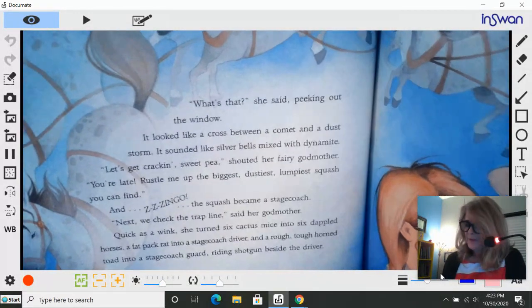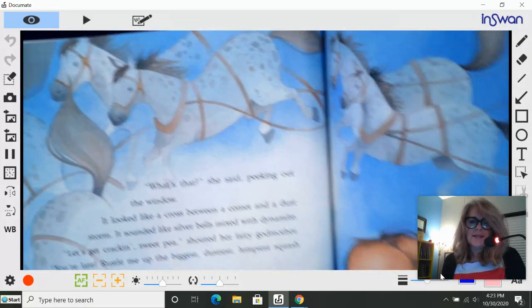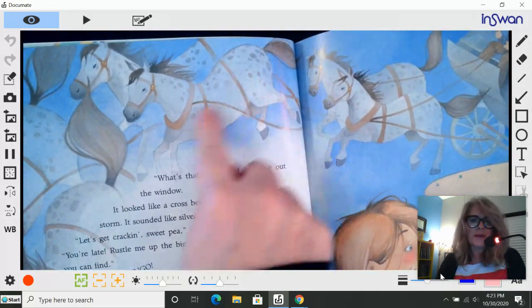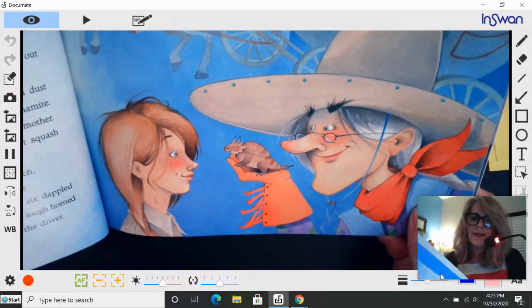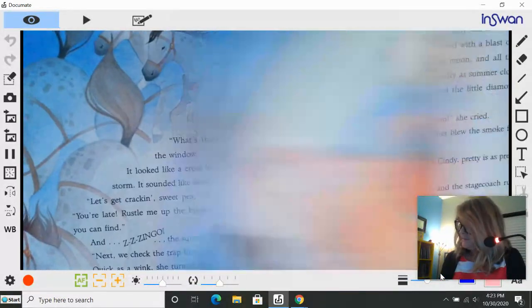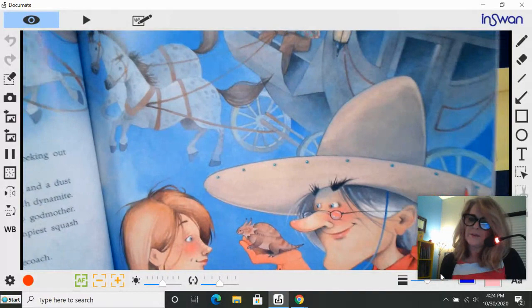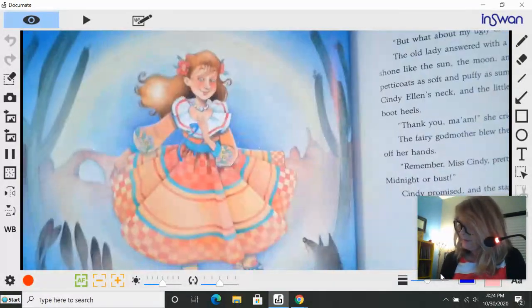So here's all the dappled horses. The dappled horses just mean the coloring of the horses there. There you have the driver. There you have Cinder Ellen with the godmother. Notice the godmother is also a little old lady rancher herself.